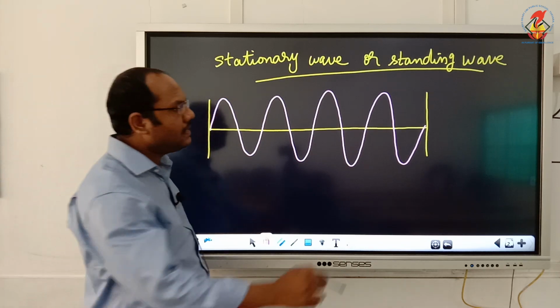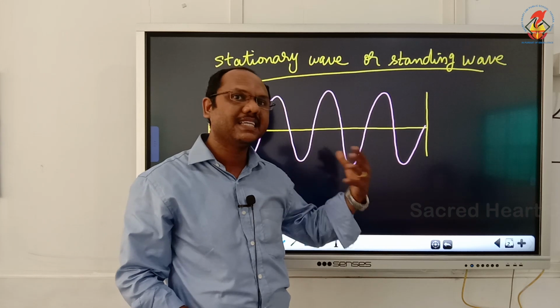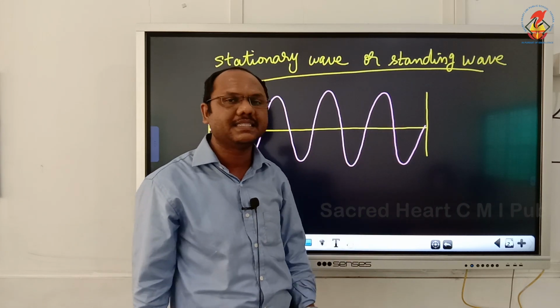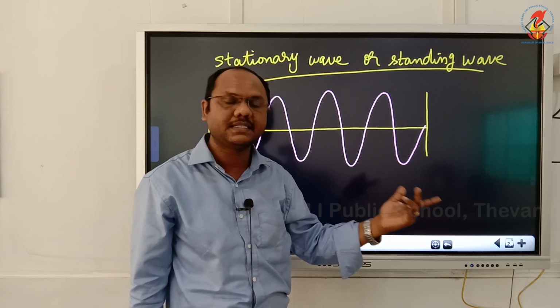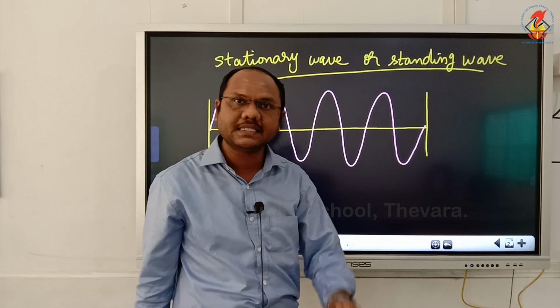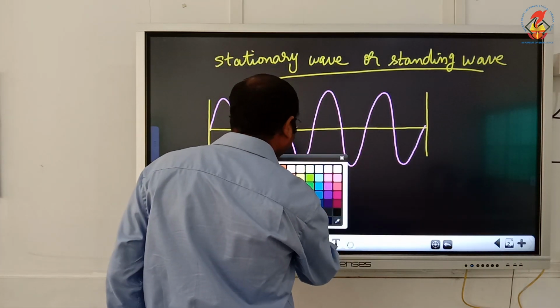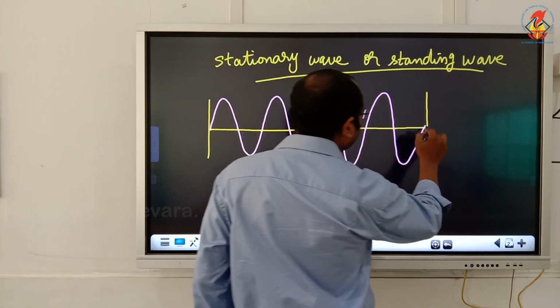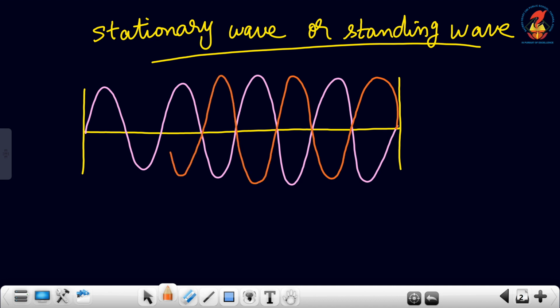And when it touches this boundary, as I told you, there is a rigid boundary. If the boundary is rigid, then what will happen? The trough will be reflected back as crest, and crest will be reflected back as trough. You can see the crest is reflecting back as trough, and it joins with this. So this is the wave which is traveling in the backward direction.